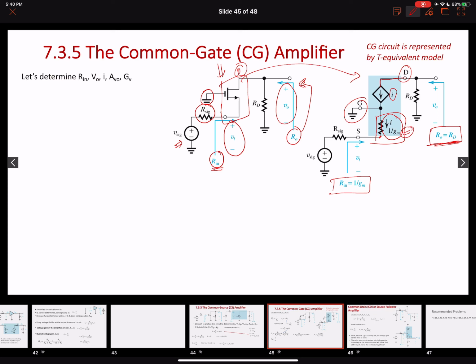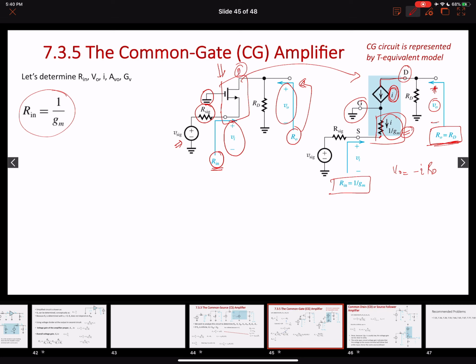So let's determine all the values now, right? Let's start with the input resistance. Our input resistance is equal to 1 over GM that we have seen. Okay, so let's find out the value of V naught. Considering the potential drop across V naught is represented as this plus minus V naught, and looking at the direction of the current, the V naught over here will be equal to minus I, the current that is flowing into RD. So this will be equal to the V naught.